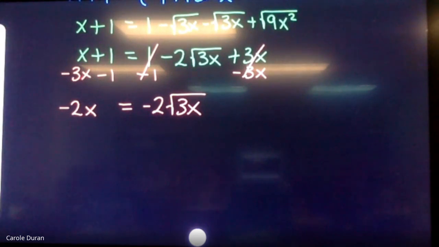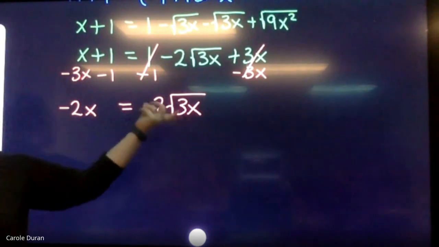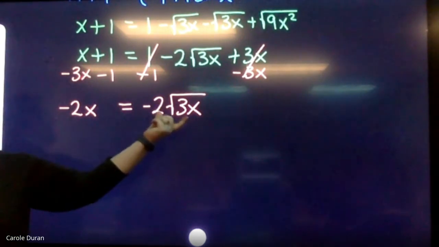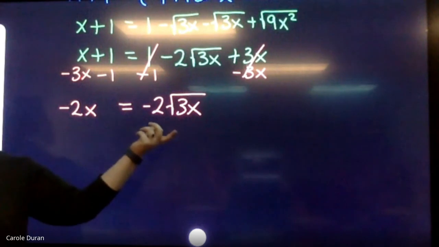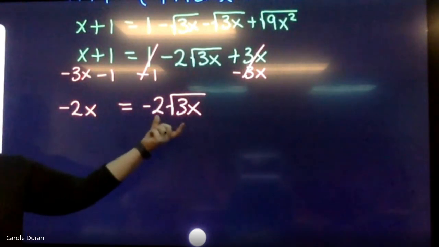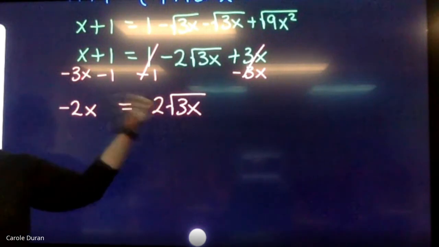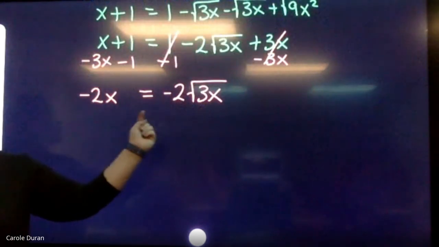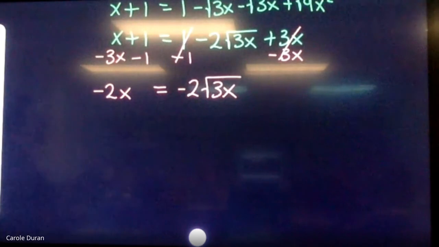Elijah, what do you think we're gonna do next? Divide the -2. So as Elijah said, technically we could go ahead and square this, but that's a little bit of extra work and unnecessary at this point. So what I like to say is until there's nothing in front of that square root, we cannot square it yet. So to get rid of that -2, I need to divide both sides by -2.